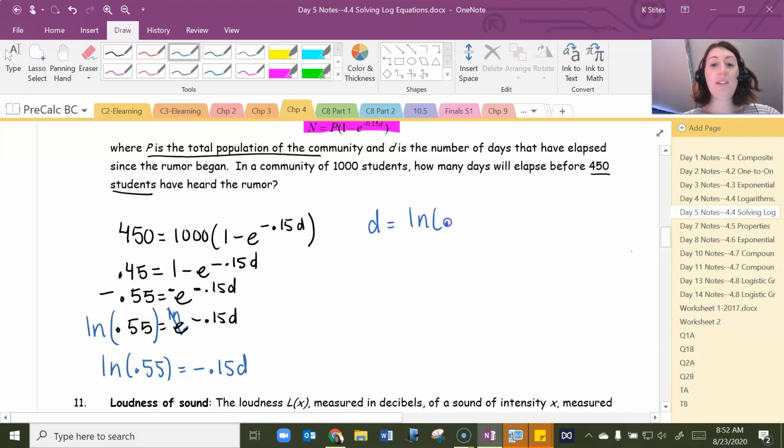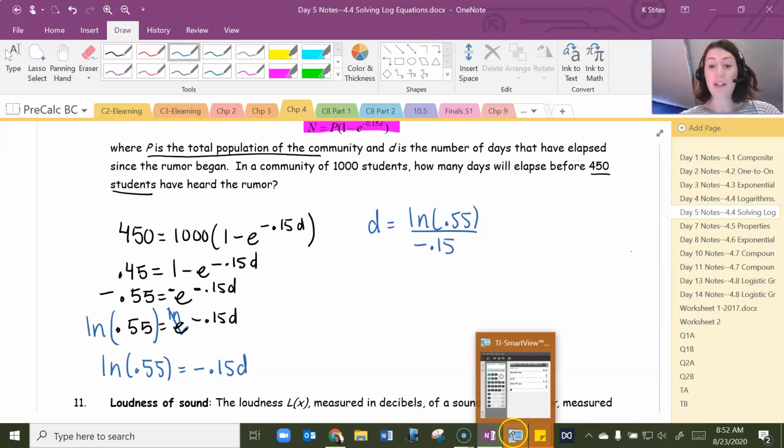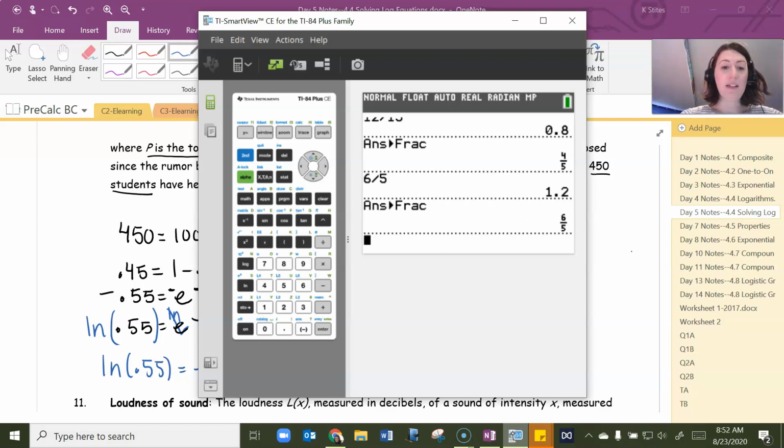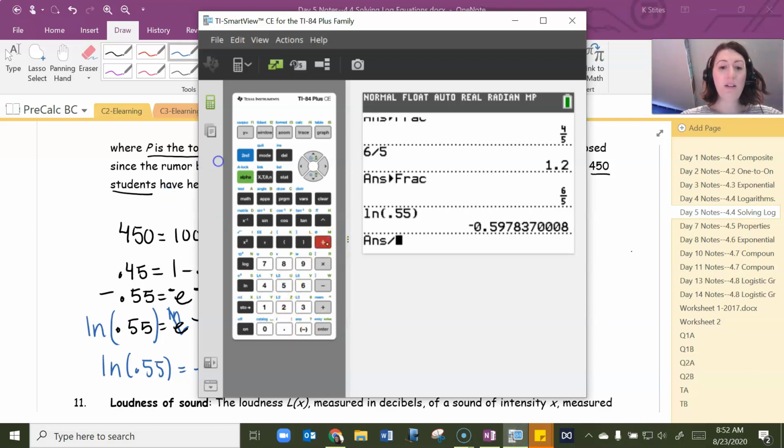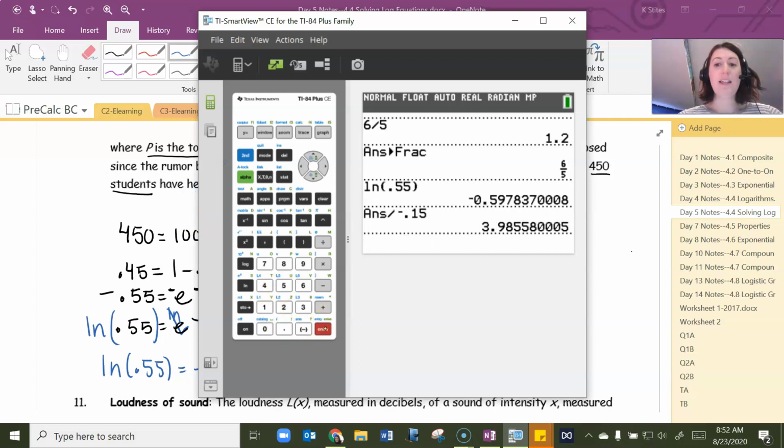Now, this is a situation in which you would want to give a decimal answer, right? Because if I told you that it took natural log of 0.55 divided by -0.15 days, you would have no idea what I'm talking about. So let's type that in. And we get about 3.986 days.